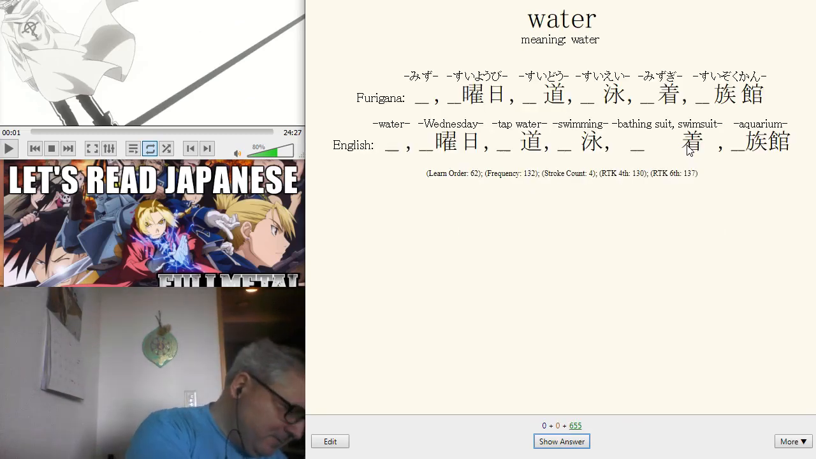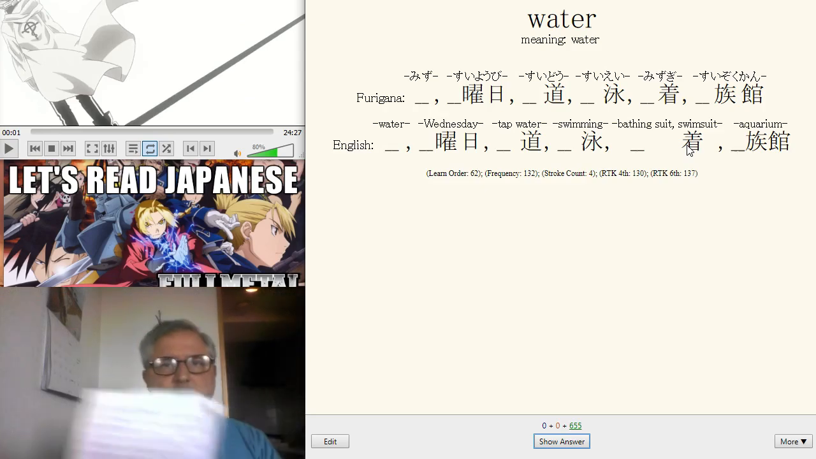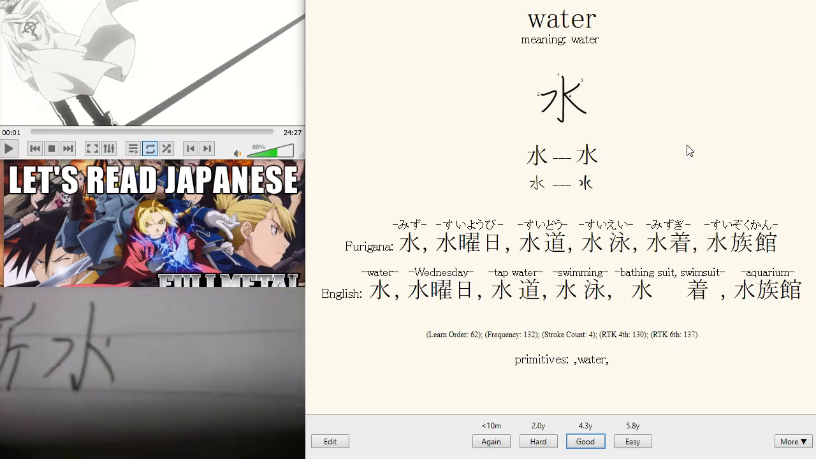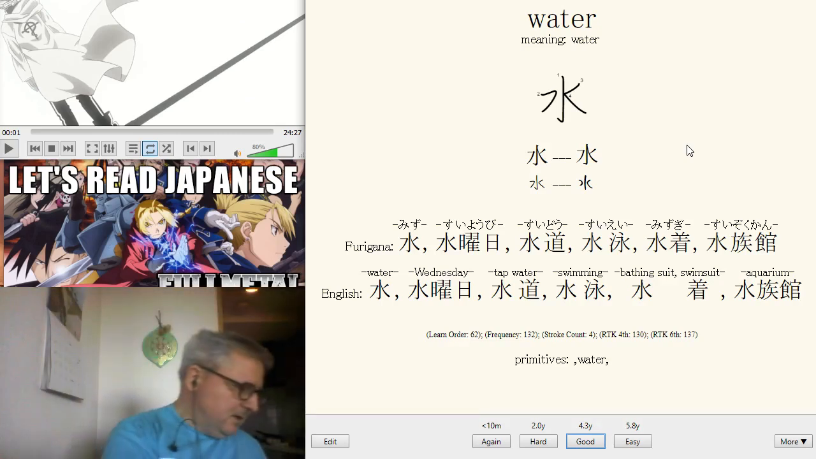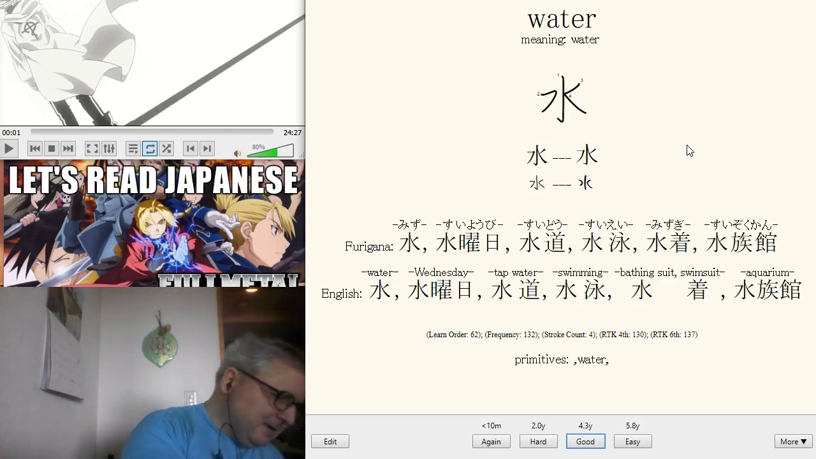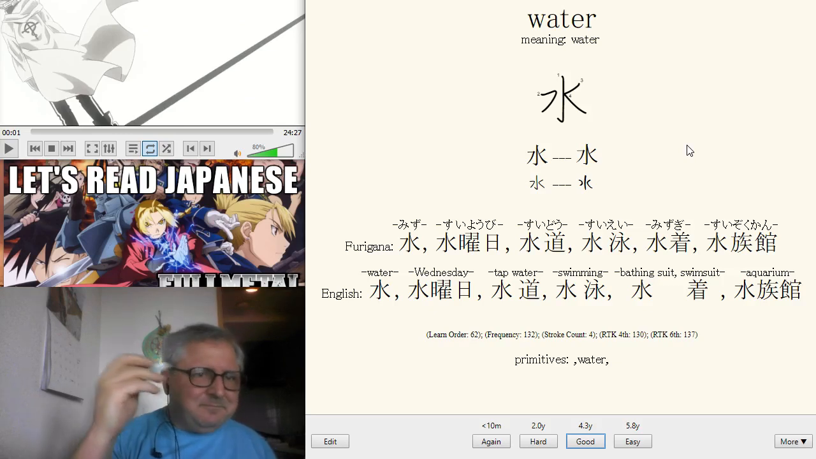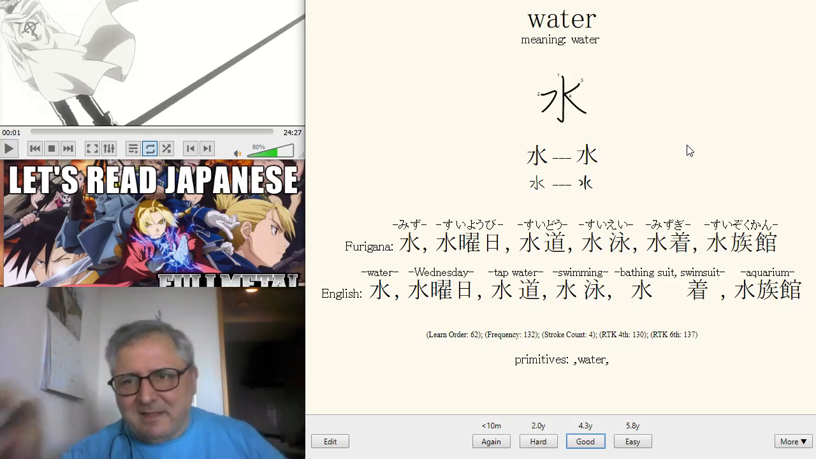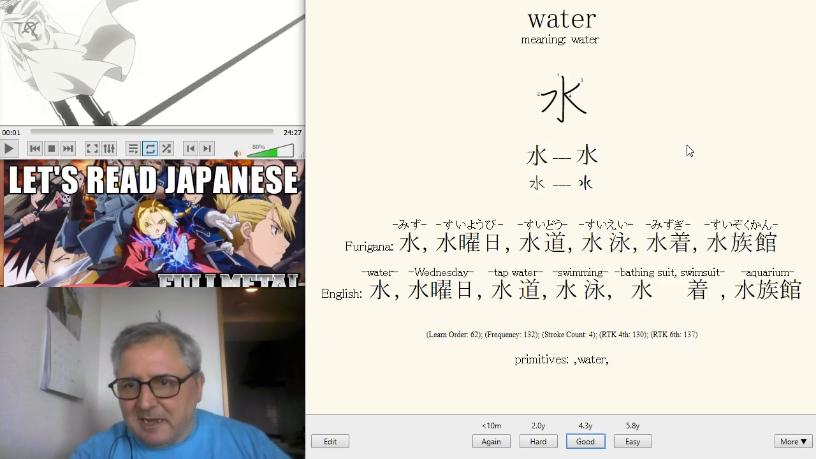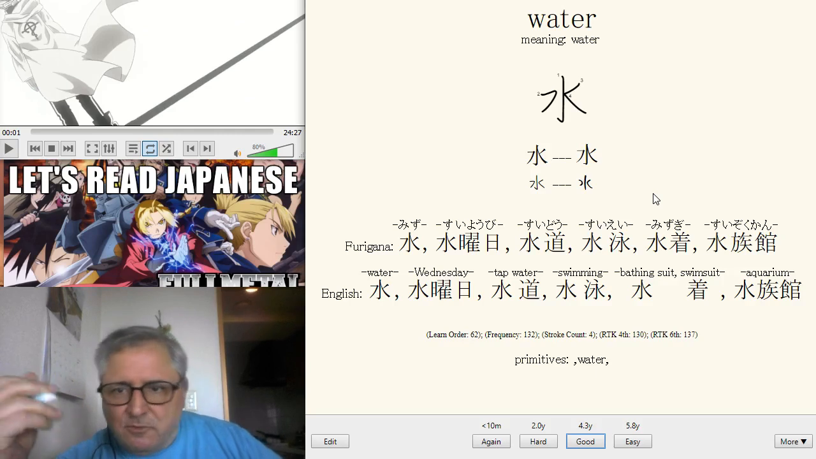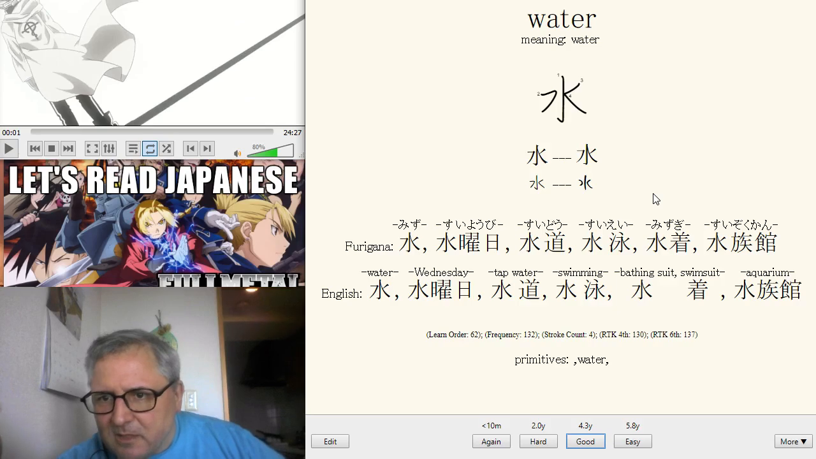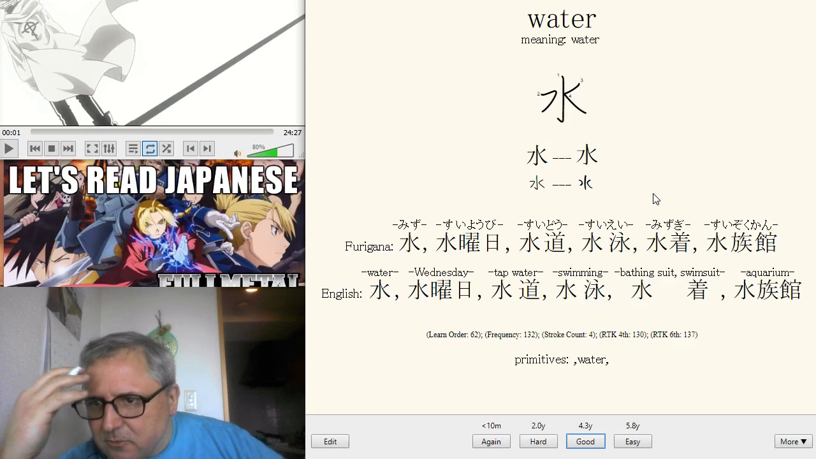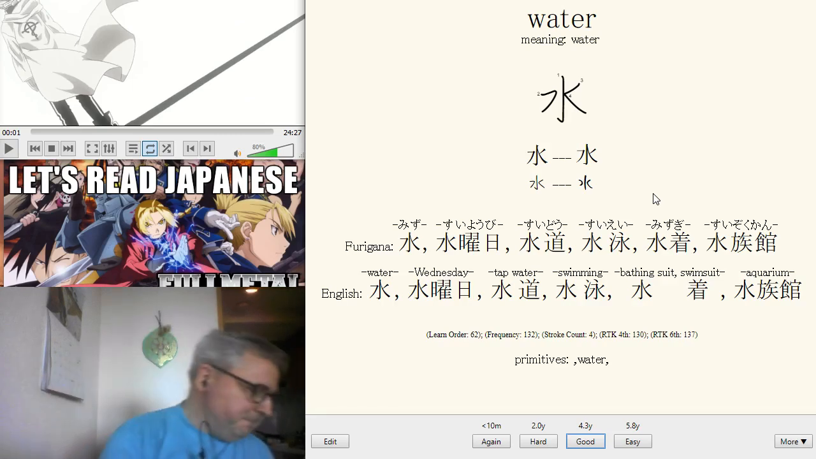Water, mizu. Cool. Actually, it shouldn't have been. It doesn't have to connect. You know, that third stroke isn't really connected all that much. You can kind of tell, like, right there. A few of them, they are. All right, anyway, sorry. Mizu, good. Suiyōbi, Wednesday. Suidō, water. Tap water, yeah. Suiei, that's swimming, right? Yeah, swimming. Mizugi, swimsuit. Suizokukan, that's an aquarium, right? Yeah, aquarium. All right, awesome.